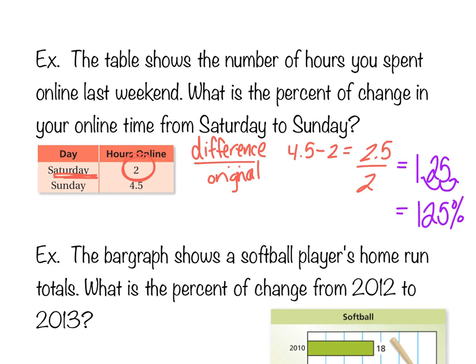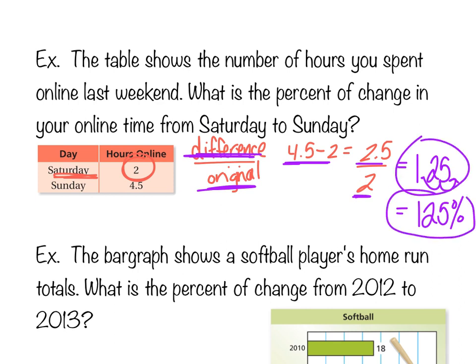Okay, let me recap again. We took the difference, we subtracted the 2, and we got 2.5. We put it over the original, which was 2, and then we turned that into a decimal by doing top divided by bottom. That gave us 1.25, and then we converted it into a percent.